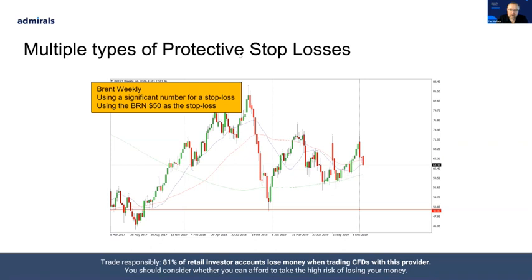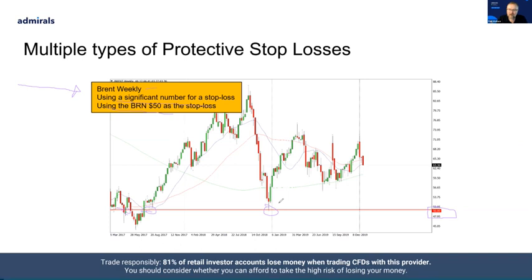And then others, this is just literally using significant big round numbers. So this is Brent weekly, the UK oil contract weekly chart. And this is just about using a significant number for a stop loss. In this case, it's a big round number of $50 as the stop loss, because we know that there's always been a reaction to it. Once again, it is valid, but it wouldn't necessarily be the smartest way to look at it if you're trading on a weekly chart.